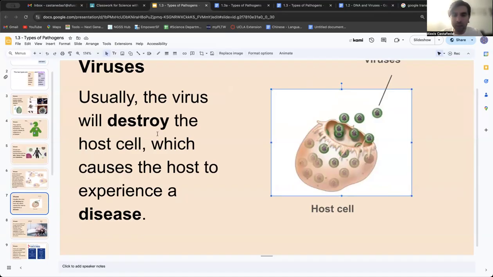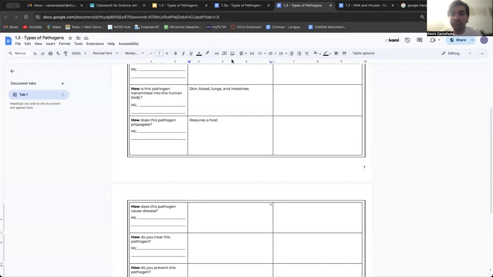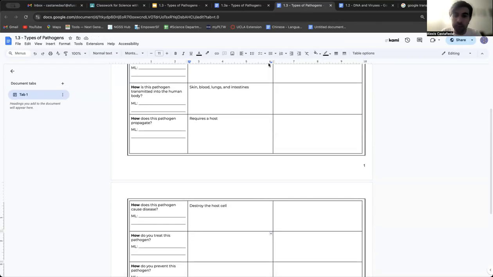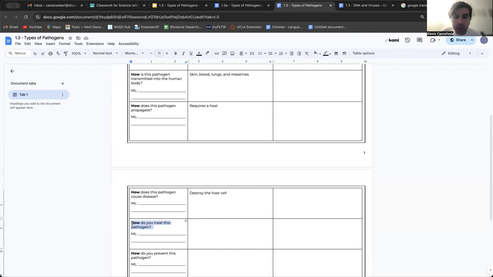So what's happening is that the virus will destroy the host cell, and that's what causes you to feel the disease, when the virus has replicated itself so much that many of your cells are destroyed. The cells inside of your body are literally becoming destroyed because this virus is making so many copies of itself.